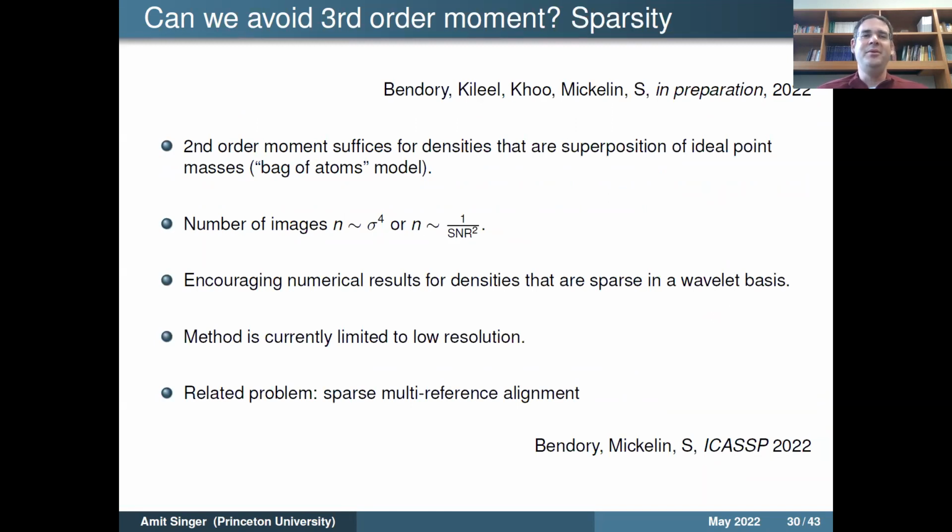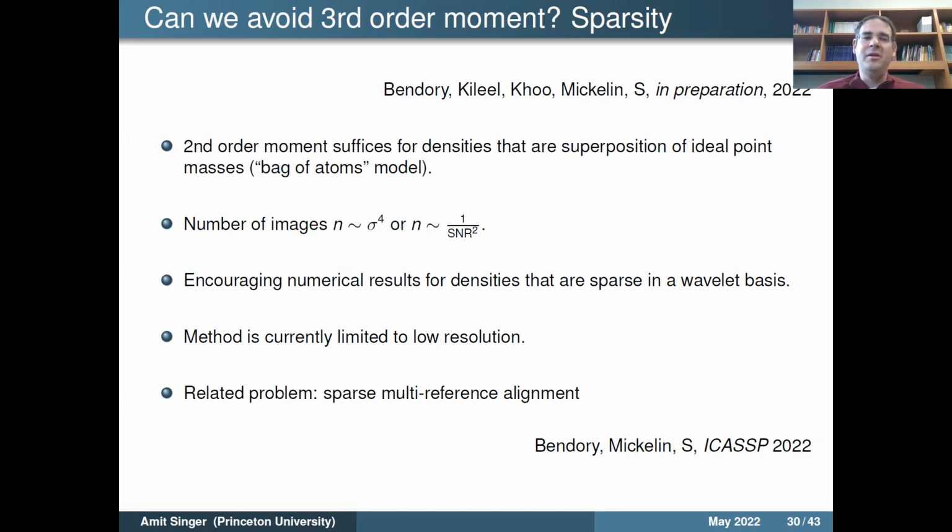Another avenue to bypass the need for third order moments is sparsity. So, assume that the molecule has a sparse representation in some basis, for example a wavelet basis. I think Dustin asked me before the talk about the Wilson model, so that the molecule is really just a superposition of atoms, a superposition of ideal point masses, whose only unknowns are their locations.